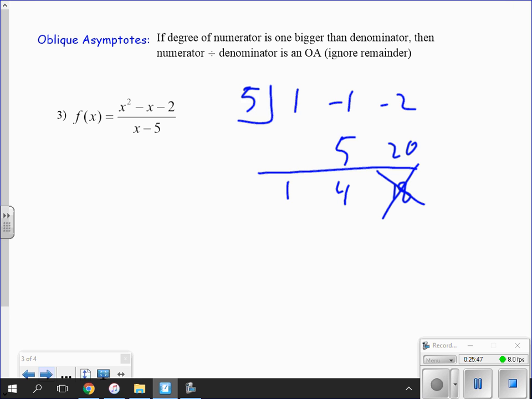Remember, synthetic division is what? It's the opposite of whatever you have for your factor into there. If you want to do long division, you can do x minus 5 and 2x squared minus x minus 2, and you can do that instead. But you have to divide the numerator by the denominator.